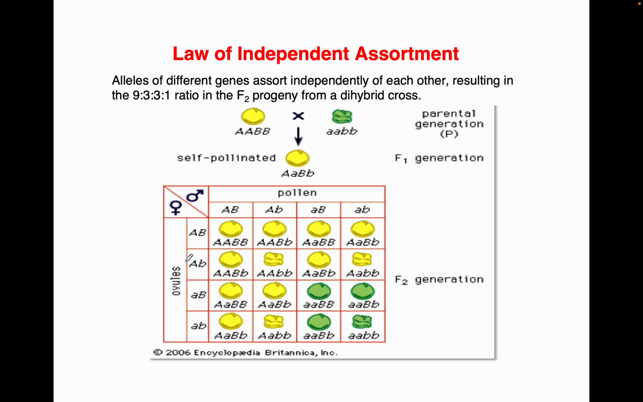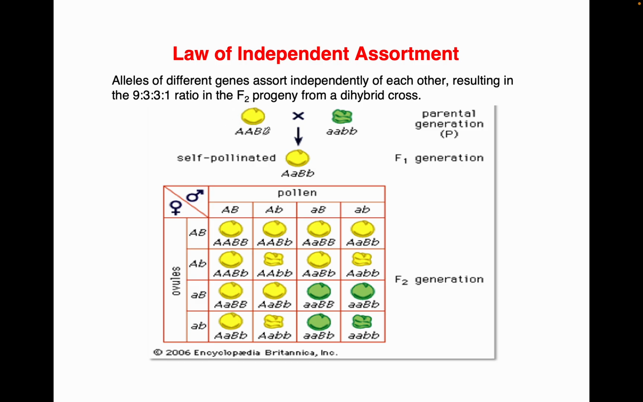Law of independent assortment. Now, the law of segregation was about one gene and the alleles there, while the law of independent assortment is not about just one gene, rather it is about two or more genes, and it states that alleles of different genes assort independently of each other, resulting in the 9:3:3:1 ratio in the F2 progeny from a dihybrid cross.